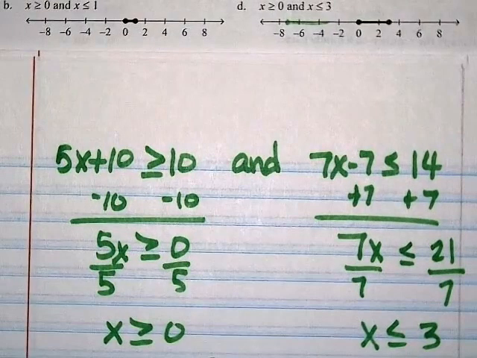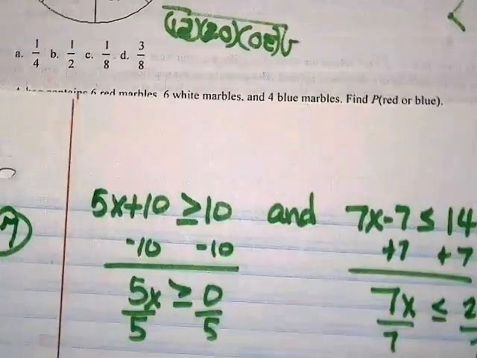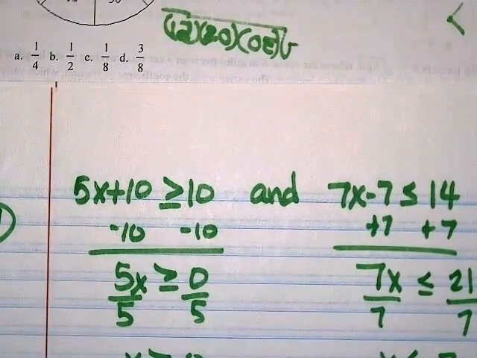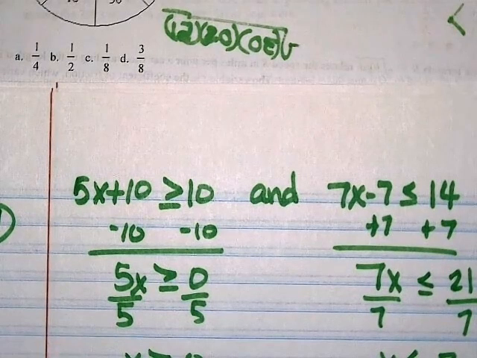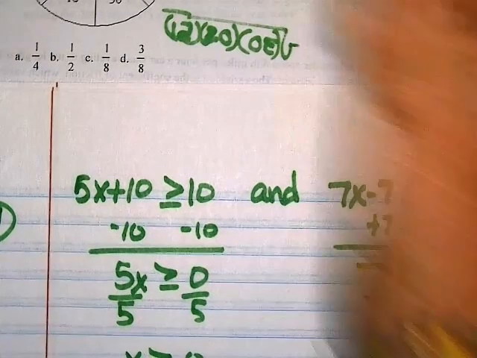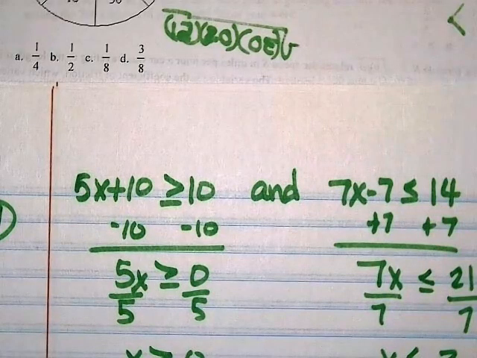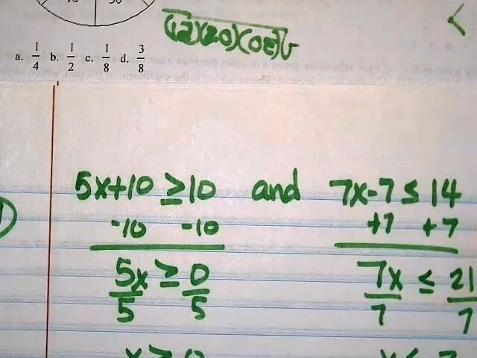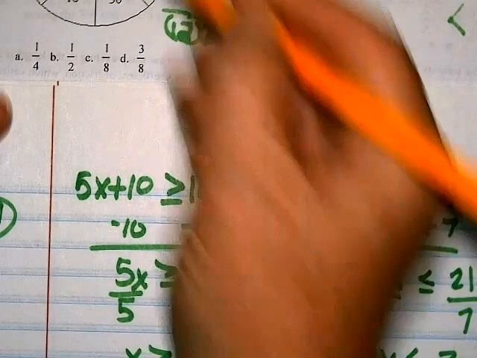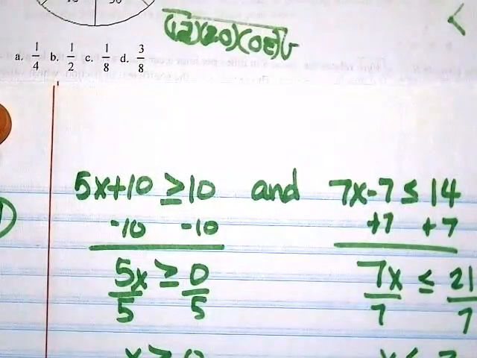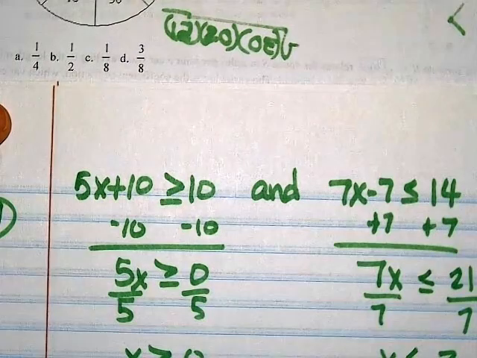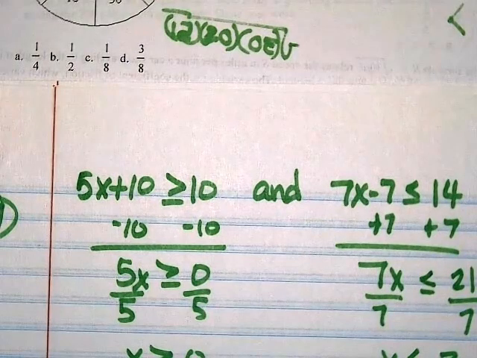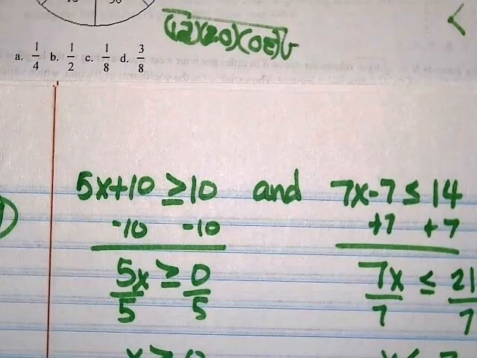Any questions about number 7? Number 8. The spinner is used in a board game. What is the probability it will land on a multiple of 3 and 4? Okay, let's circle the multiples of 3 and 4. Is 24 a multiple of 3 and 4? Is 22? What about 54? Is 54 a multiple of 3 and 4?